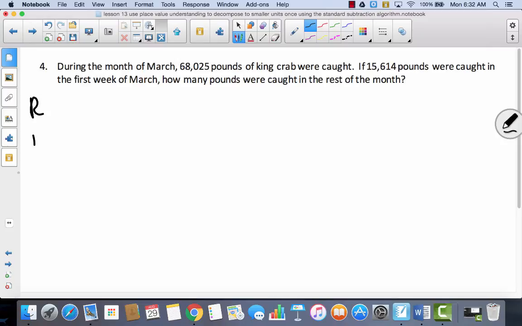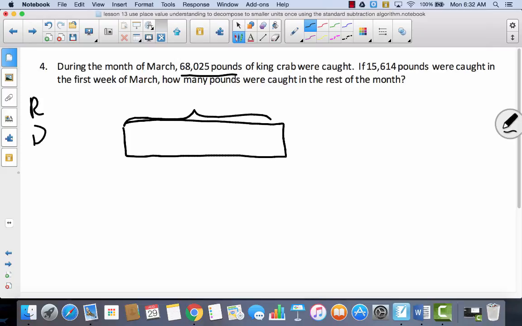Now let's think about what we can draw. We have a total here. This was the total number of king crab that was caught in the month of March. So that's going to be my total. So I'm going to draw a tape diagram. I'm going to try to freehand this tape diagram. Not too bad. All right, so this is my total, 68,025, and this is the abbreviation for pounds.